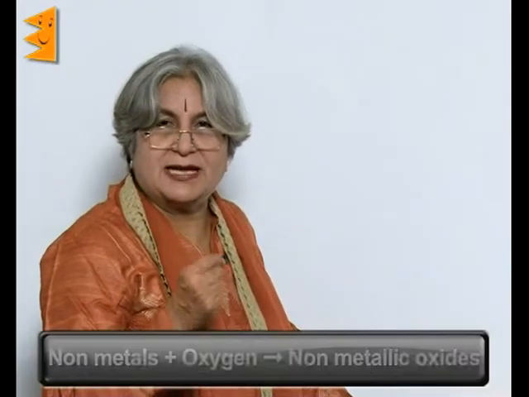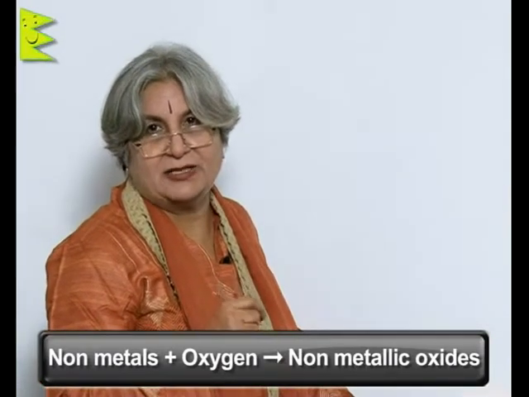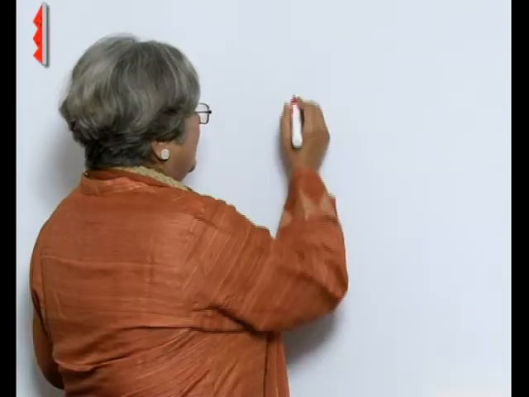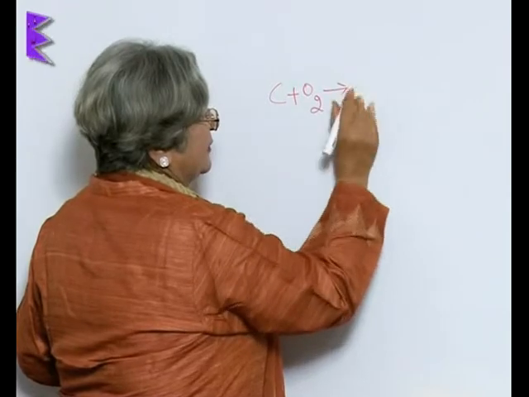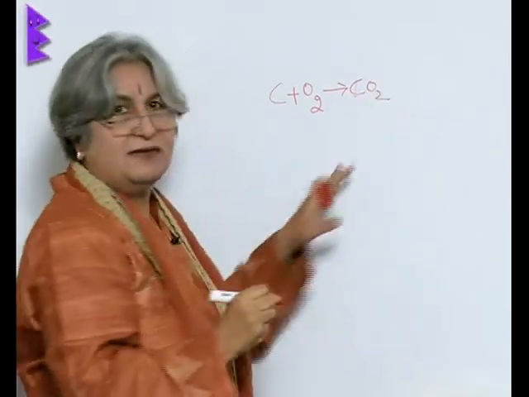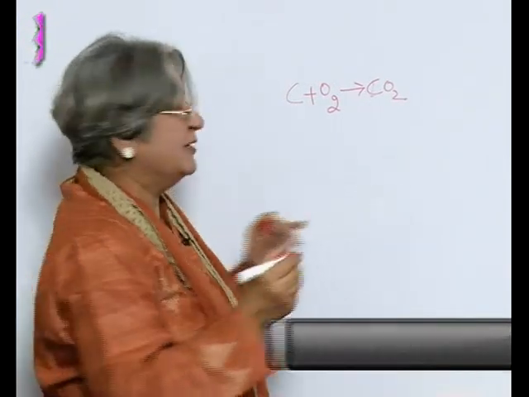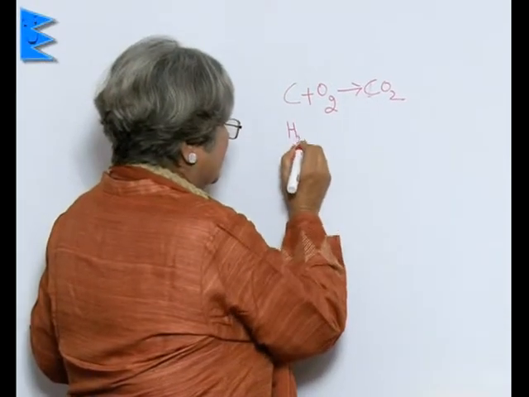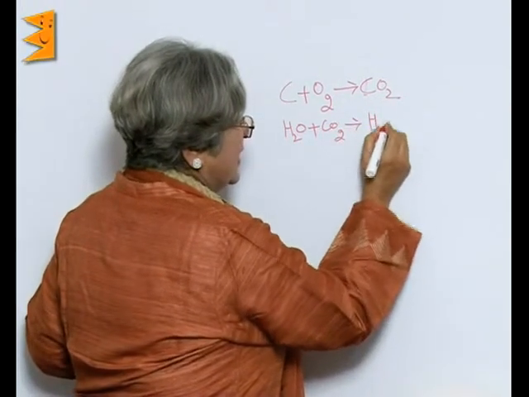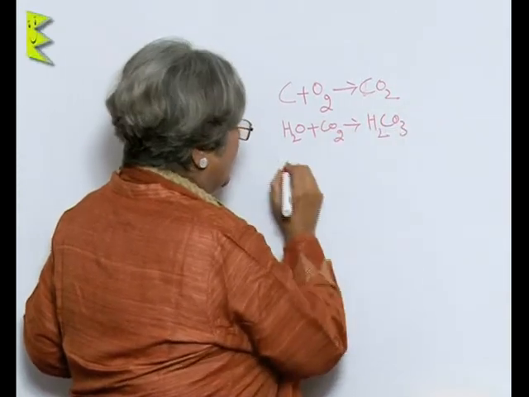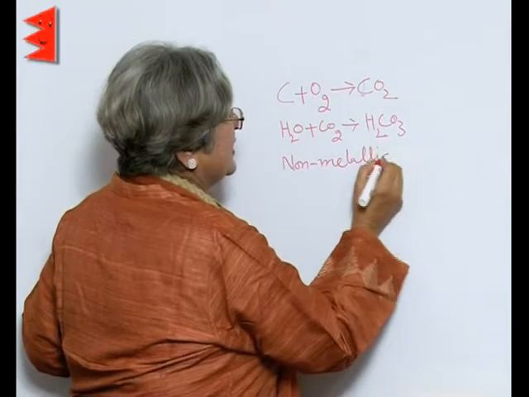See, the non-metals can also combine with oxygen, and what they form is non-metallic oxides. For example, carbon combines with oxygen to form carbon dioxide, and if we dissolve this carbon dioxide in water, or we can say we pass carbon dioxide through water, what we get is carbonic acid. So, we can say that non-metallic oxides are acidic in nature.